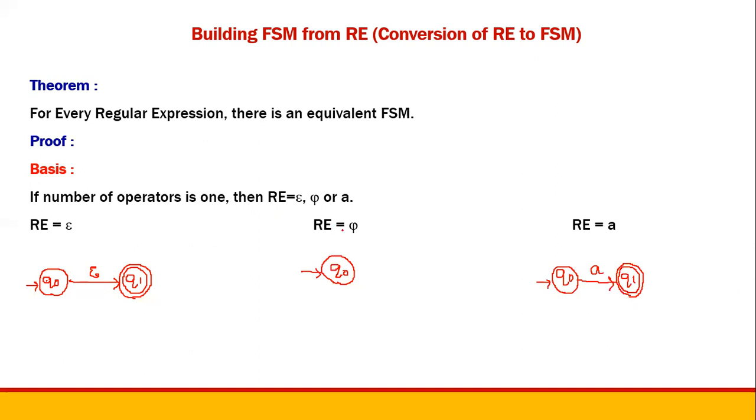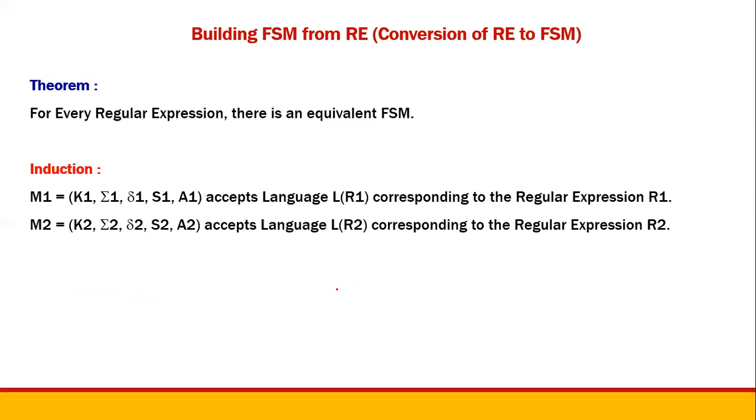If it is a null language or an empty language, then we say there is no final state. It is just in the start state. Now let us see, for one input symbol, we have seen how we have to draw the FSM.